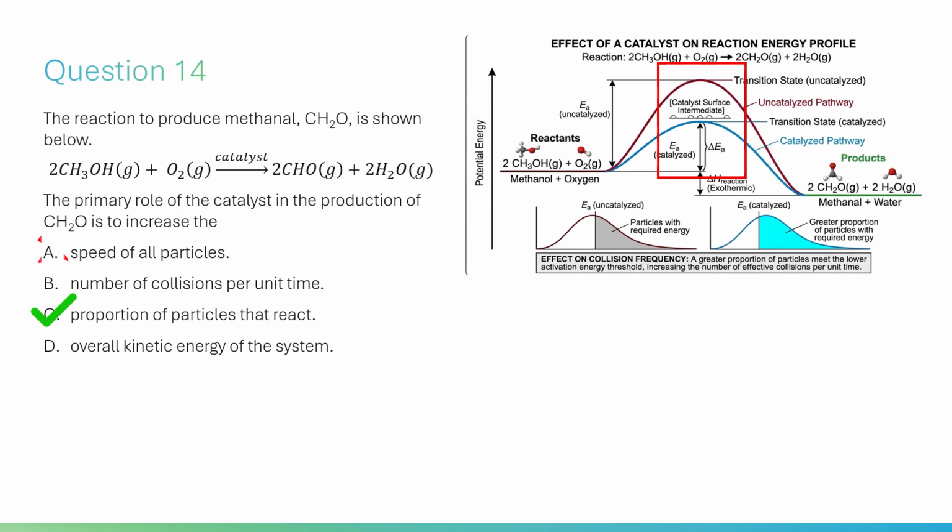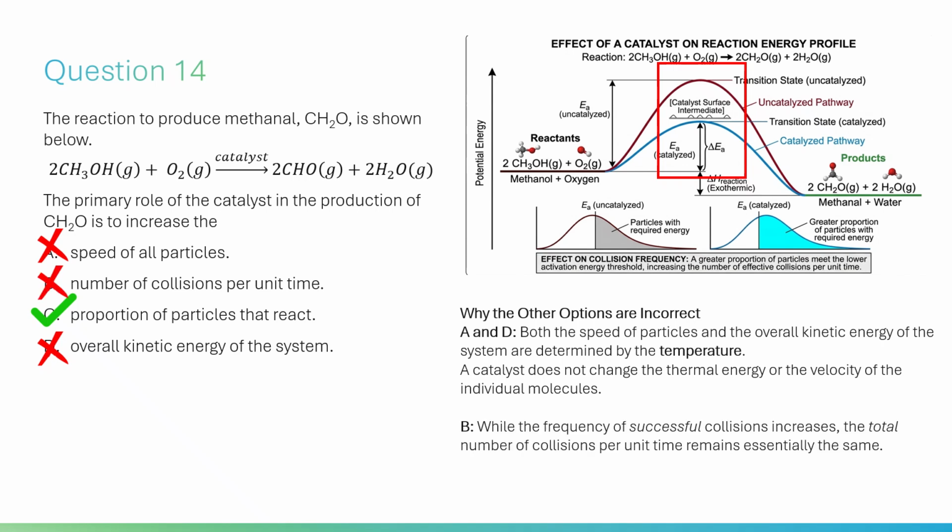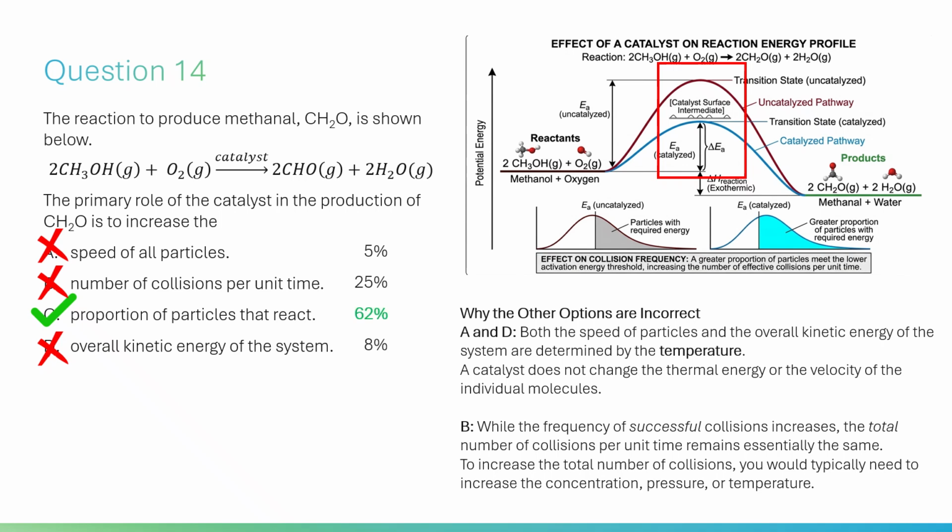Why the other options are incorrect. A and D, both the speed of particles and the overall kinetic energy of the system, are determined by the temperature. A catalyst does not change the thermal energy or the velocity of the individual molecules. B, while the frequency of successful collisions increases, the total number of collisions per unit time remains essentially the same. To increase the total number of collisions, you would typically need to increase the concentration, pressure, or temperature.